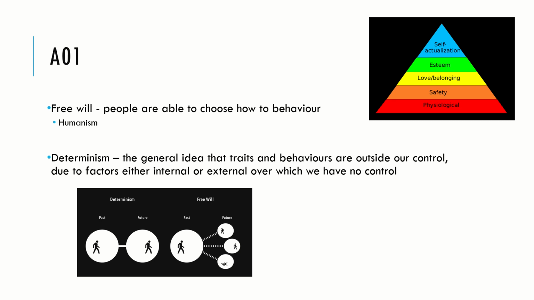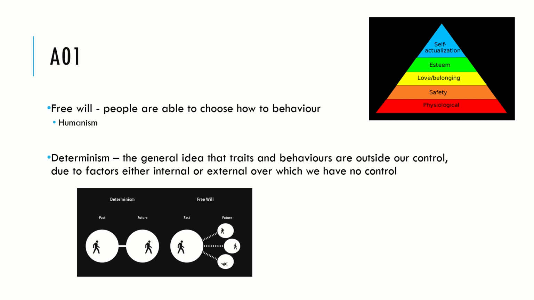Determinism, so exactly as it says on the slides, the general idea that traits and behaviours are outside our control, and they're due to factors either internal or external over which we have no control. So this is the generic concept of determinism before we start looking at separate and individual ones. It's the idea that we have no choice. So if we could explain Oedipus through one of these terms, it would be through determinism. Our behaviour is predetermined or decided for us without our control.